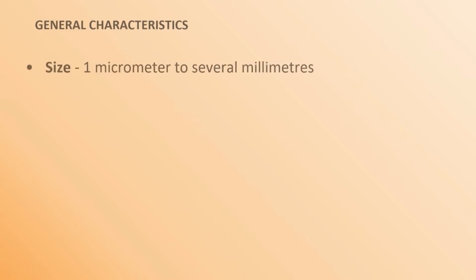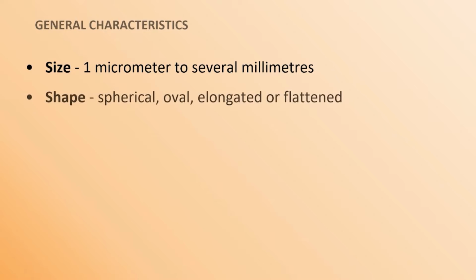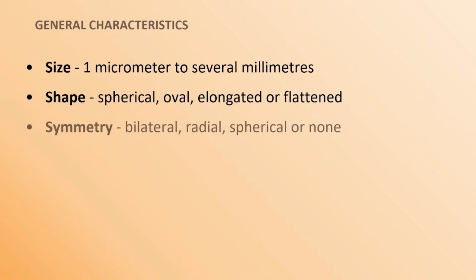Further, the size of protozoans measures from 1 micrometer to several millimeters. The shape may be either spherical, oval, elongated, or flattened. They exhibit bilateral symmetry, radial symmetry, spherical symmetry, or none, which means asymmetrical. Their body form remains constant, which means in their period of growth, the body form does not change.